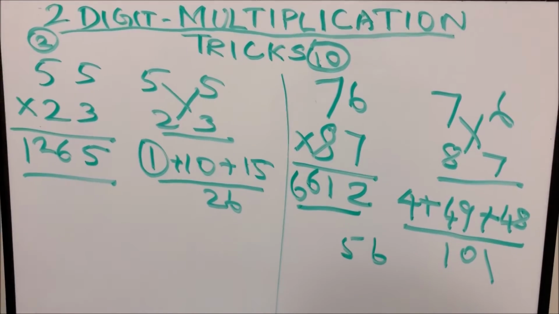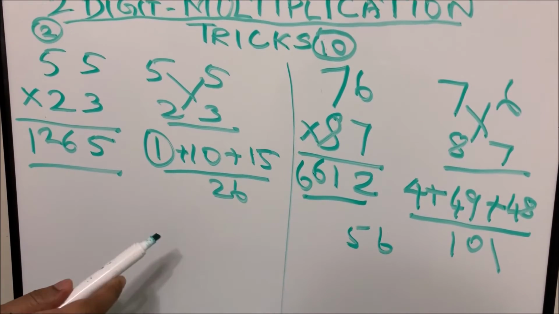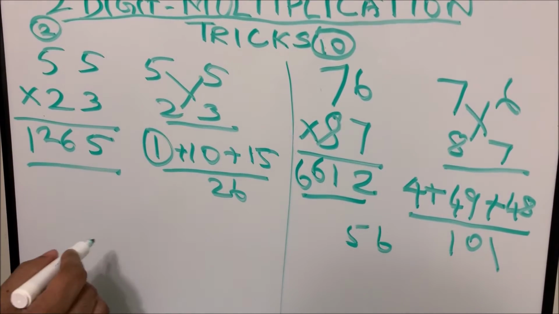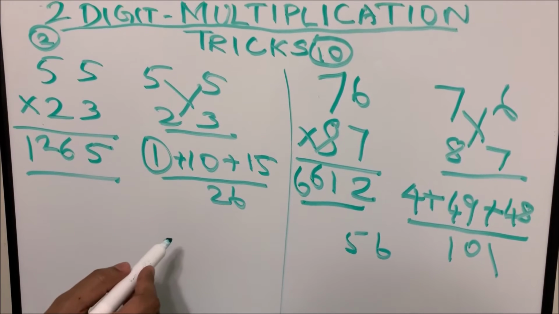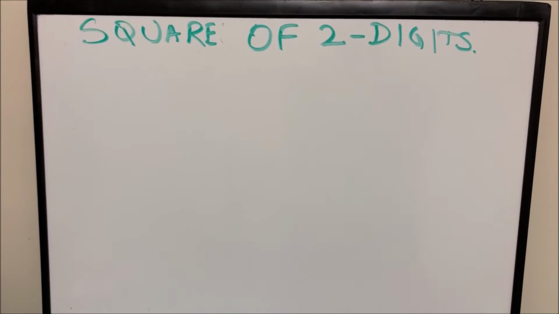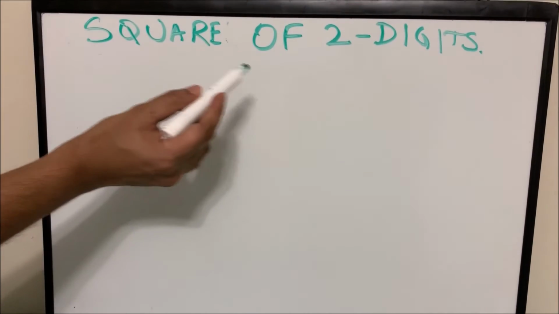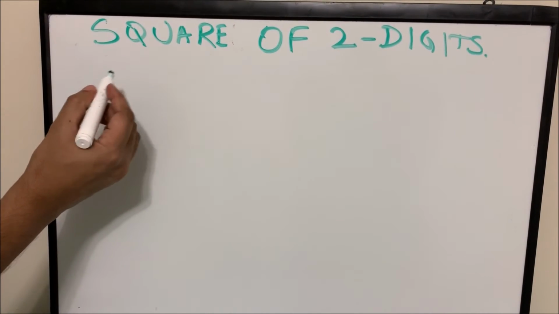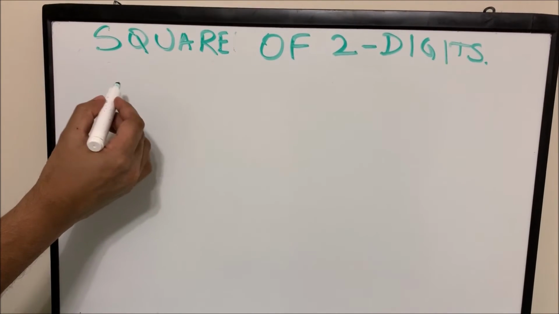Like this, you can multiply any two-digit numbers. This is a very easy and the fastest way to multiply two-digit numbers. Next, we will see tricks for the square of two-digit numbers. In this, let us see how to square any number ending with 5.